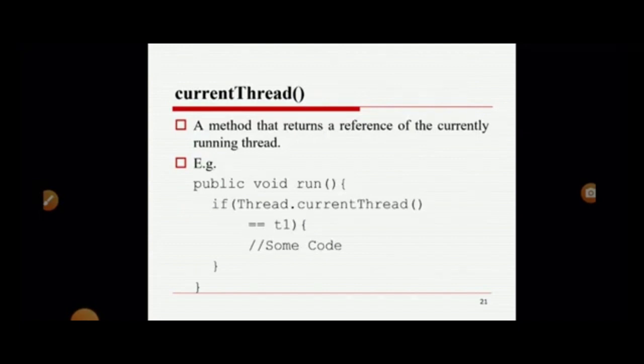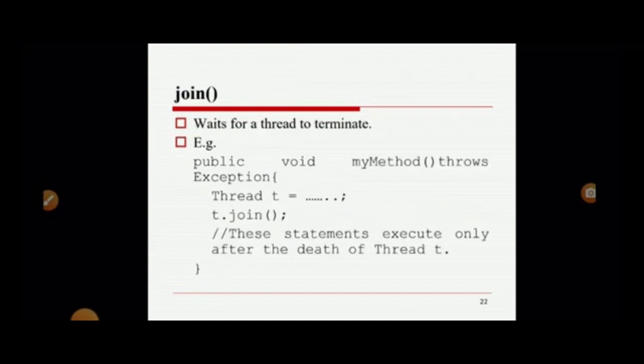Next, what is the use of the currentThread function? This method returns the reference of the currently running thread. So it gives you the details about the currently running thread. We can use it like Thread.currentThread() equal to T1; that is, we are checking whether it's T1, thread 1, and then we do some process. And the join function waits for the thread to terminate.